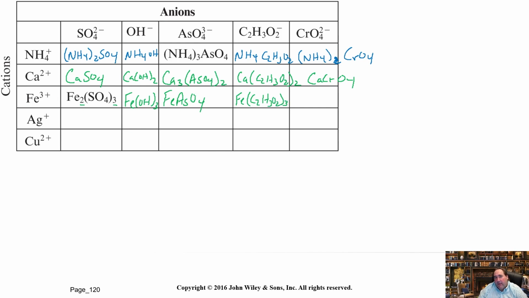+3, -2, common number there is 6. So to get the iron to 6, I need 2. To get the chromate there to 6, I will need 3. So that's CrO4, and that's it, 3. Silver +1, -2, I will actually need 2 of the silver in this case. +1, -1, 1 of each will do. And I actually don't need the parentheses, so I got all parenthesis happy there. AgOH should work. Here, +1, -3, I will need 3 of the silver.